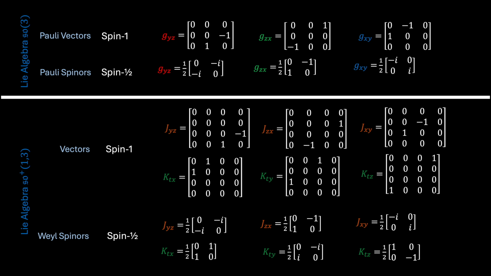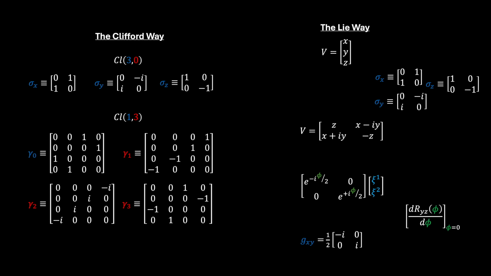The 1 refers to one symbol or matrix that squares to positive 1, and the 3 again refers to the symbols or matrices that square to negative 1. And so we have found that there are two ways of going about identifying particles. There's the Clifford way and the Lie way. Let's review for a second.